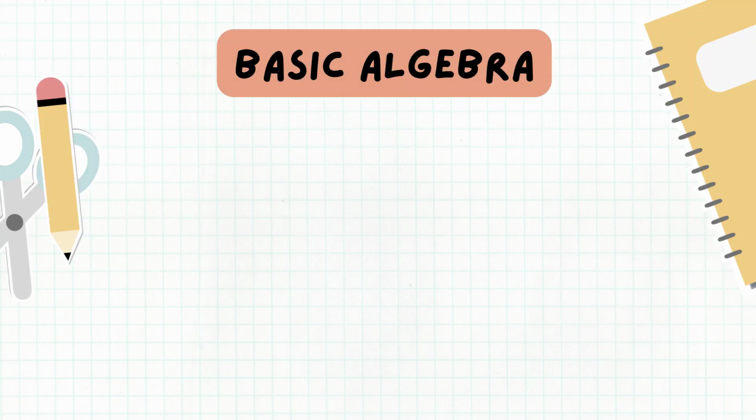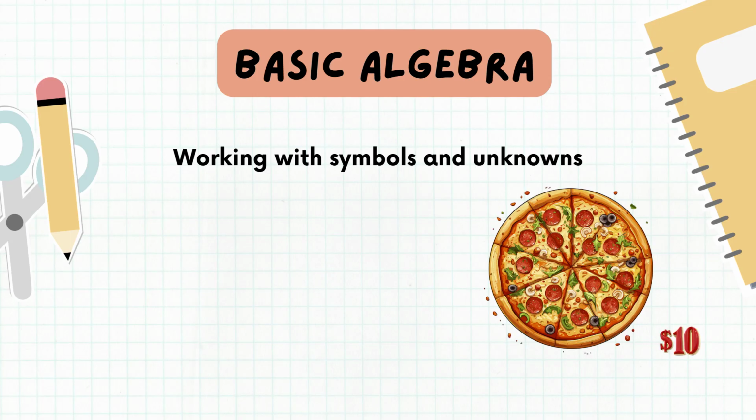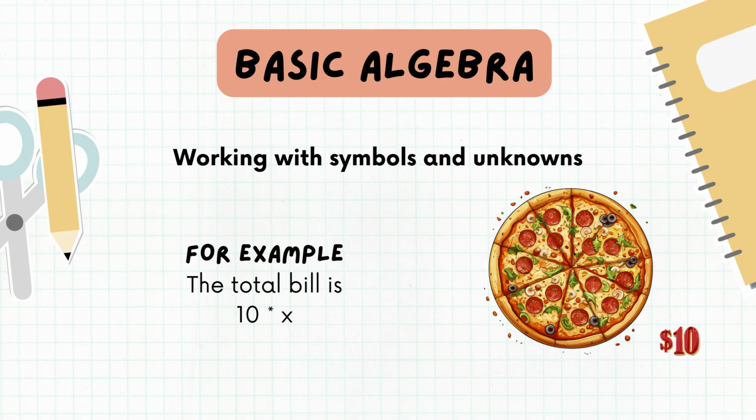At its core, algebra is just about working with symbols and unknowns like variables x and y. It lets us create rules and relationships. If I tell you a pizza costs $10 and you bought x number of pizzas, your total bill is going to be 10 times x. This is a simple algebraic equation.